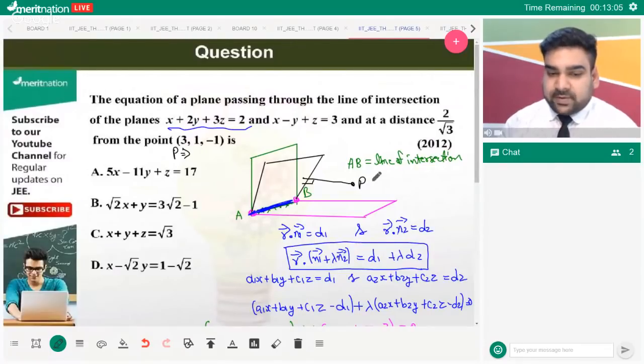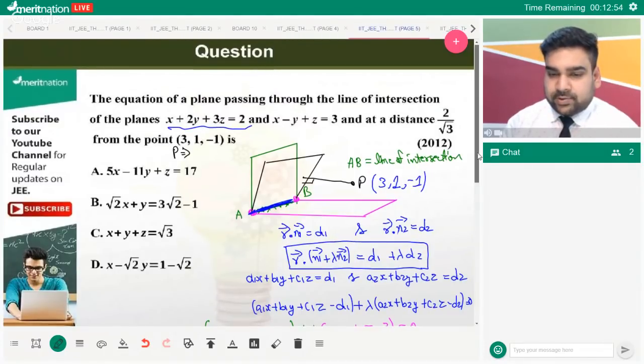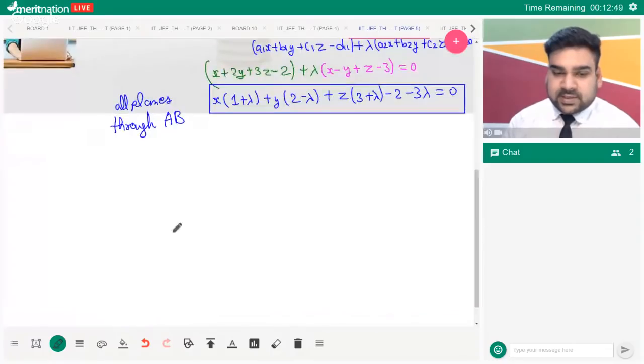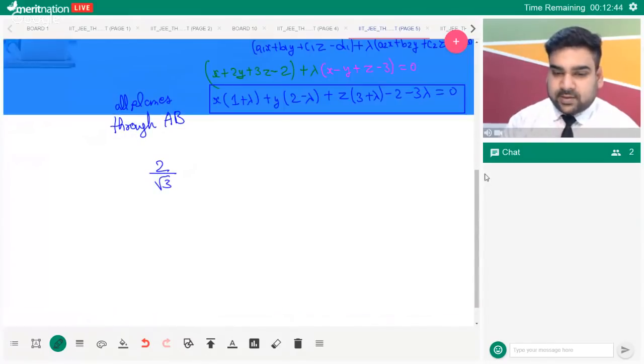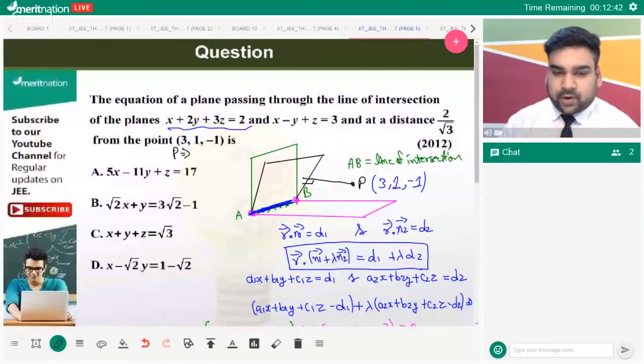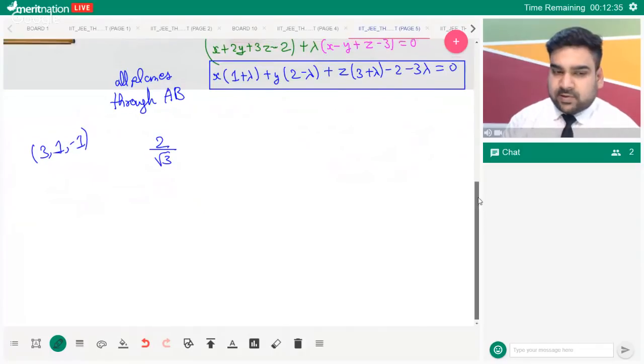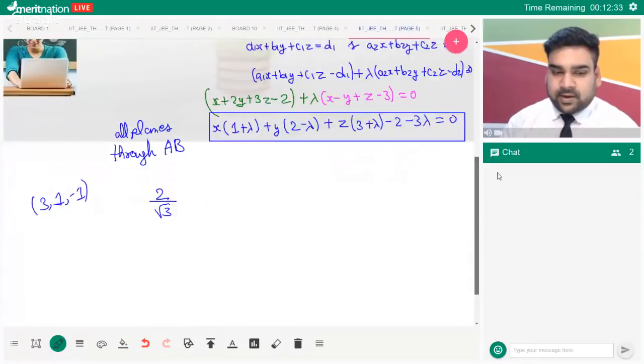To find the value of lambda, we can use the fact that the distance of our required plane from this point P, which is 3, 1, minus 1, is 2 by root 3. So once again, we use the distance concept. The distance of this plane from the point 3, 1, minus 1 is equal to 2 by root 3. The point is known to us.